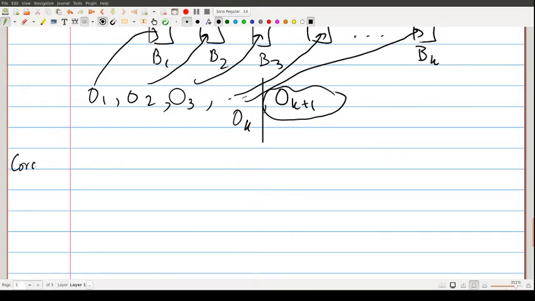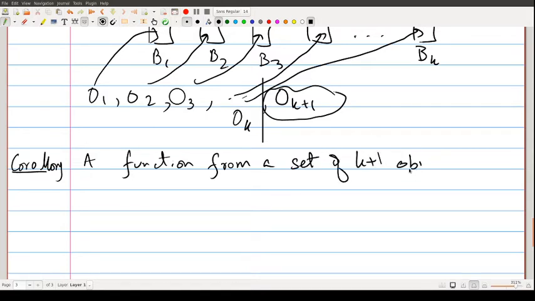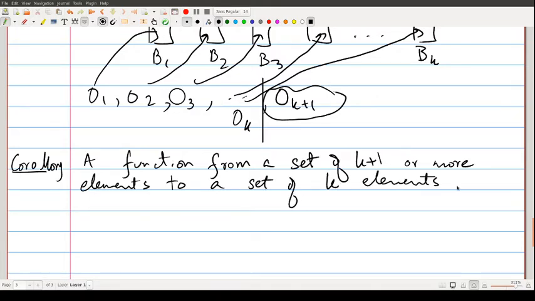So there's a corollary of this principle, which is that a function from a set of k plus 1 elements, or k plus 1 or more elements, to a set of k elements cannot be 1 to 1, right?